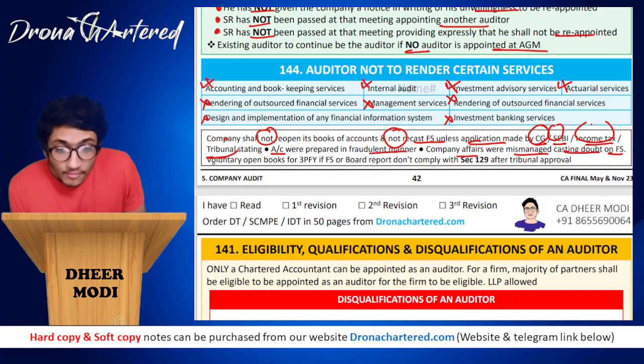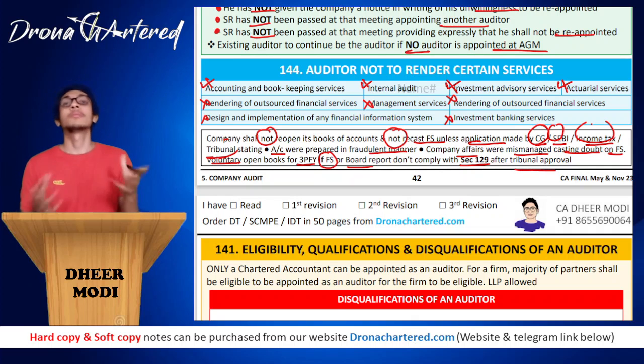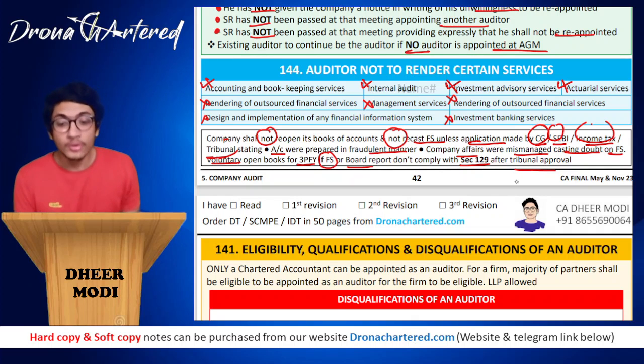And voluntary reopening of books for 3 financial years is allowed if the financial statement or board report doesn't comply with section 129, after tribunal approval. That means only after you get the tribunal approval, only then will you be able to do this.